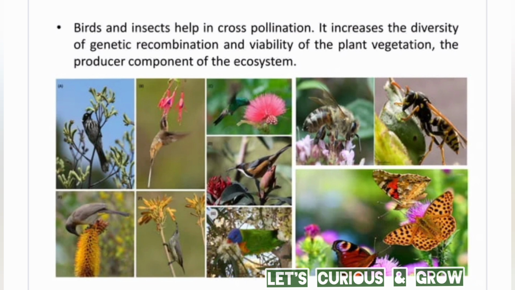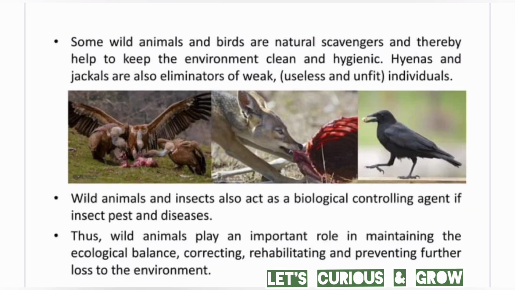So it increases our diversity, our genetic recombination, and viability of plant vegetation. The producers, the components of different ecosystems, play a crucial, significant role. So each and every species, either bird or insect, plays its own role in maintaining this ecological system. So from the above things, it is clear that wildlife is much more important.